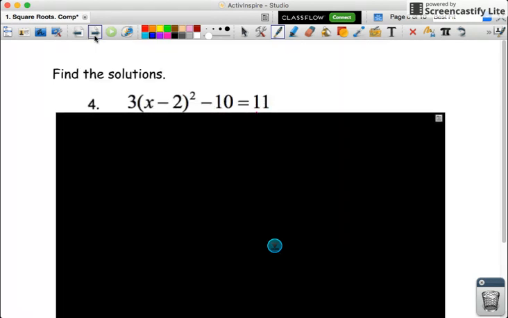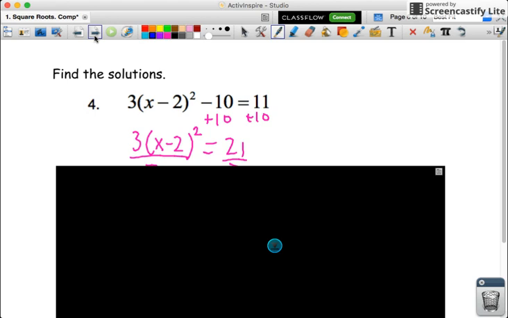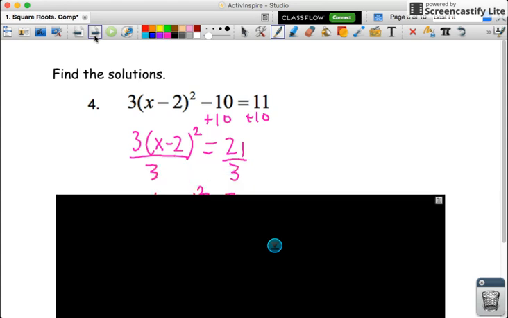Here, I would do your addition and subtraction first, because otherwise you have to divide that 10 by 3, and I don't want to do that. So kind of do opposite of what you would normally want to do. So I'm going to add that 10 to both sides. That's going to leave me with 3 times (x minus 2) squared is equal to 21. Now I'm going to divide both sides by 3.